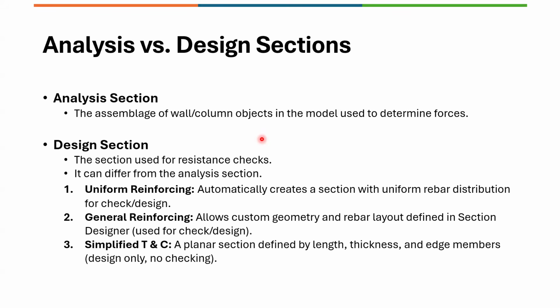The assemblage of wall or even column objects can be included and assigned with the Pier label, line elements, right? They can also be part of this Pier labeling, and that will make the analysis section. Okay? And the design section is used for the resistance checks. You can use it for design to get the required reinforcement in flexure, or you can check the capacity. Right? Both are possible, similar to column design. Wall piers can also perform these two.